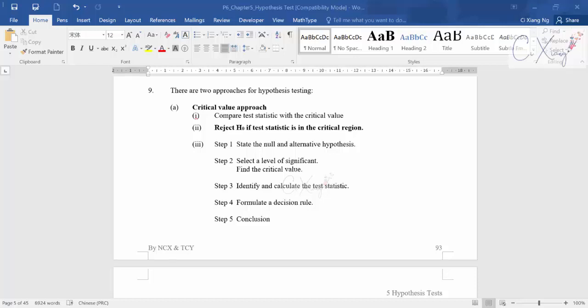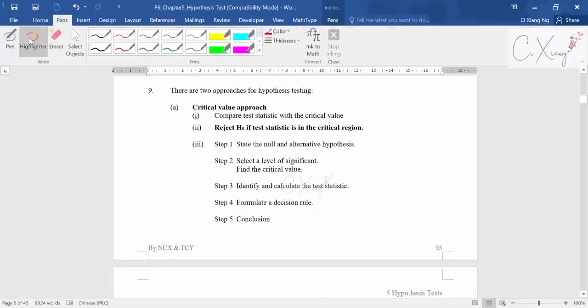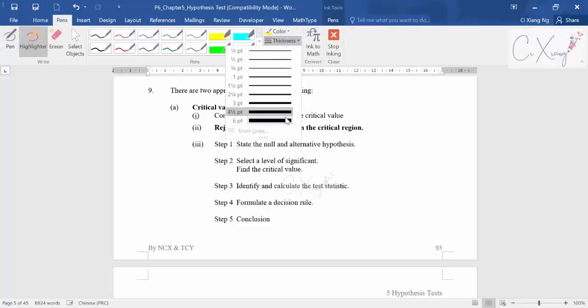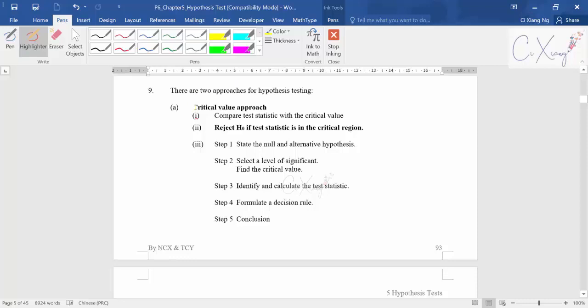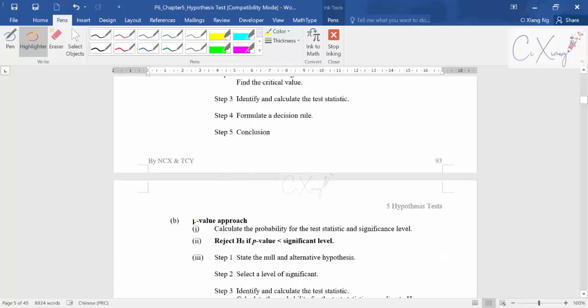Okay, so after discussing all the important terms in the hypothesis test, for today we are going to discuss the steps. For the steps that we are going to cover, there are two different approaches. The first one is the critical value approach. Another one will be the p-value approach.